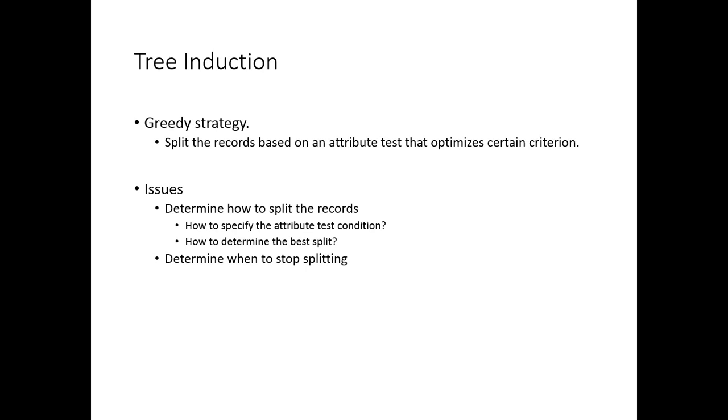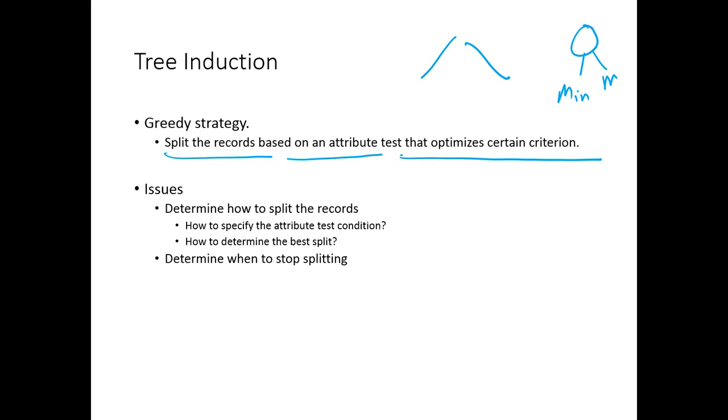Okay, so how do we come up with this tree? Split the records based on the attribute test that optimizes certain criteria. Now you do the classification in such a way that there is some criteria which is optimized. That means it is either minimized or maximized.